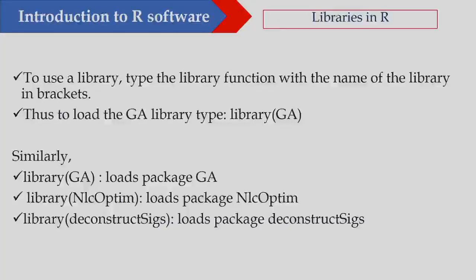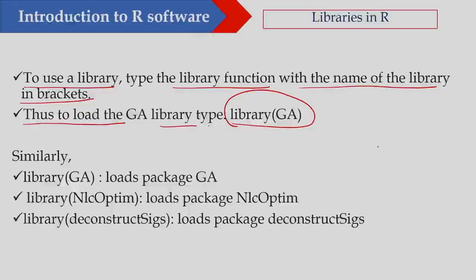You have to include that library. To use the library, type the library function with the name of the library in the brackets. Thus, to load the GA library, type library(GA). So, in the program itself I will write library GA, and this will include the library in your program, and you can use it. Similarly, this is NLC Optim, and this is deconstructSound.